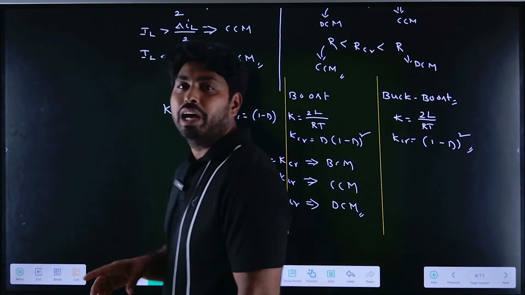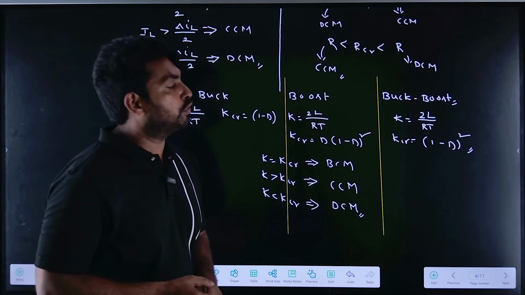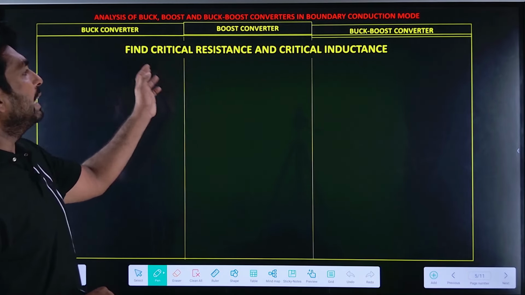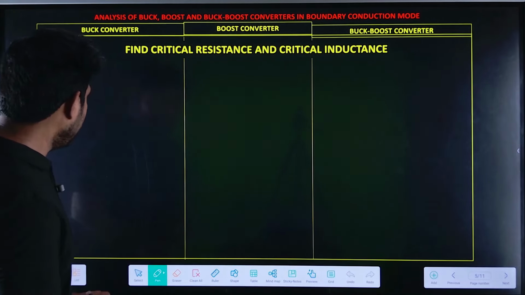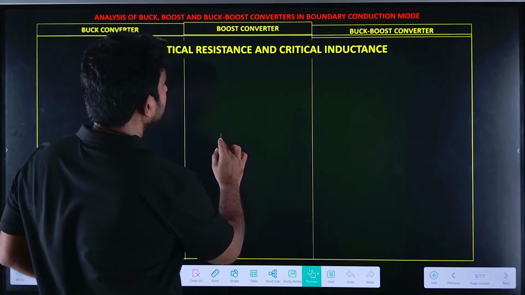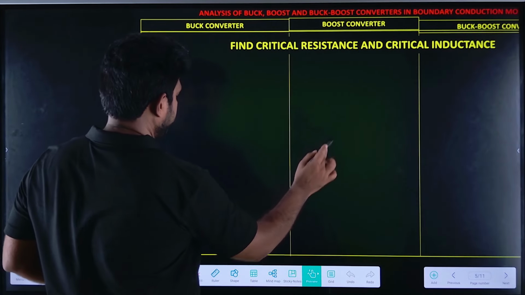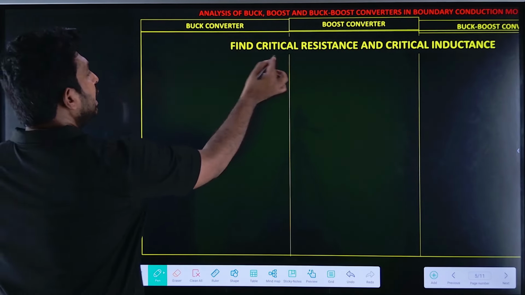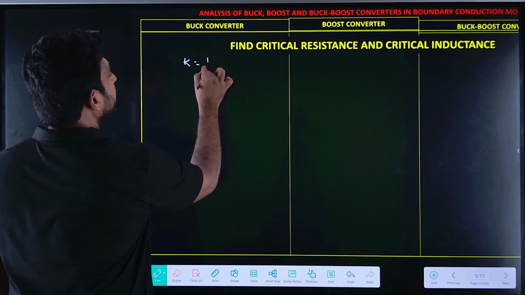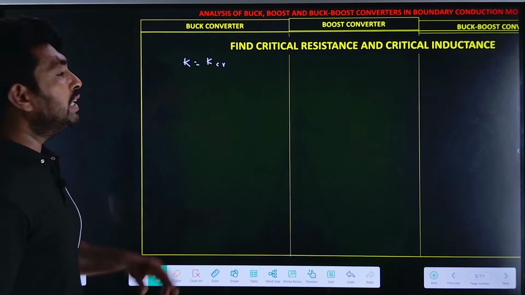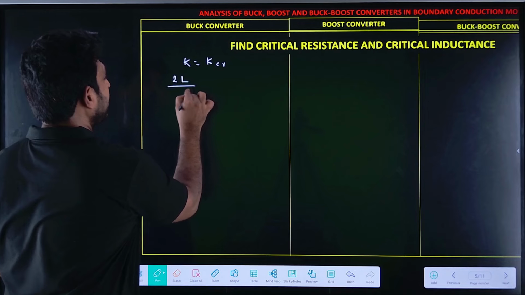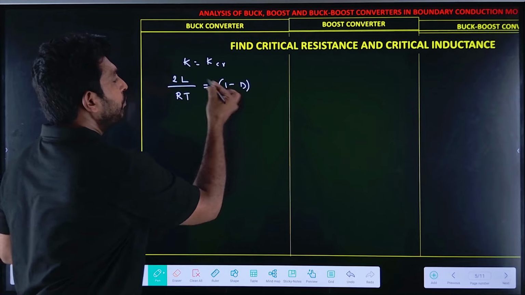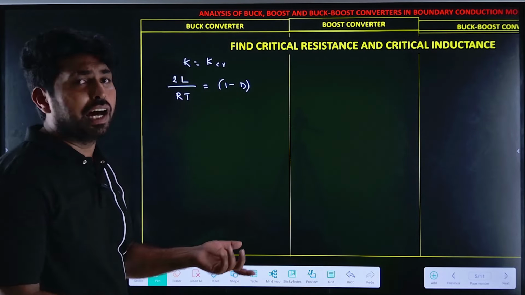Now let us find the critical value of inductance and the critical value of the resistance, L critical and R critical. Let me take the buck converter first. How can we find it for the buck converter? To find it, K should be equal to K critical. So K, which is 2L by RT, should be equal to K critical. In the case of the buck converter, it would be 1 minus D. From this I can find the L critical value and R critical value very easily.